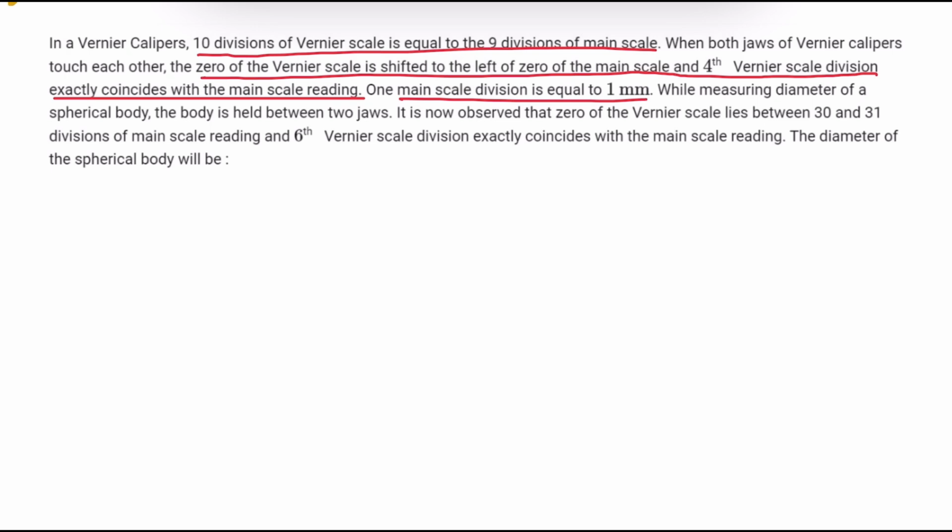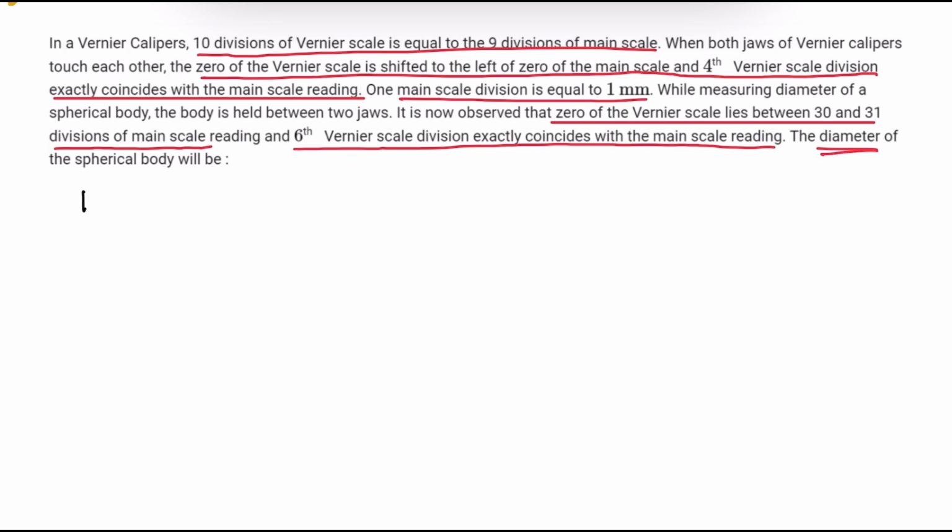While measuring the diameter of a spherical body, the body is held between two jaws. It is now observed that the zero of the vernier scale lies between 30 and 31 divisions. The zero of the vernier scale lies between 30 and 31 of the main scale. And the sixth vernier scale division exactly coincides with the main scale reading. So they want us to find the diameter of the spherical body. So let's consolidate all of the pieces of information they gave us.